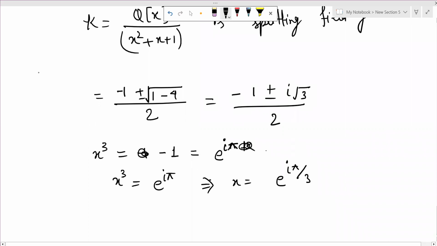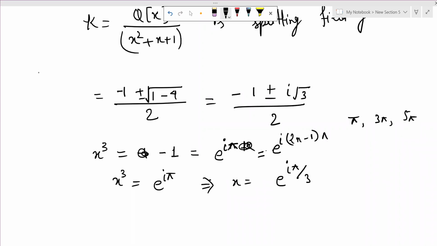How will you modify? Let me correct this. i k pi, I just want pi, 3 pi, 5 pi basically. So how will I write this? I basically want pi, 3 pi, this kind of multiples, right? Pi, 3 pi, 5 pi, this thing I want. So how will I write this in a general way? e to the power i (2n minus 1) pi, right? This is the correct way to write. Agreed or not?